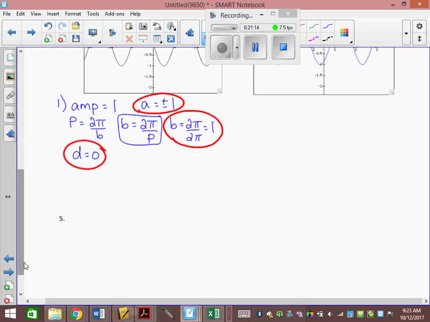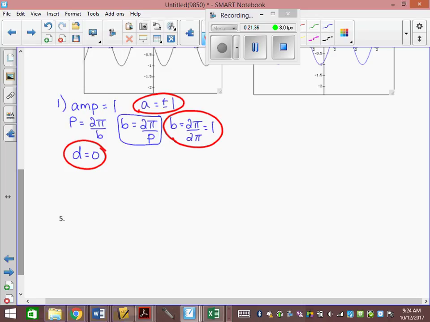So actually at this point, I could set up all 4 sine and cos equations. Okay? So we have A can be plus or minus 1. So that's why we're going to get 2 cos equations. One where A is positive 1, one where A is negative 1. And then we're going to get 2 sine equations, one where A is positive 1, one where A is negative 1. Do the B and D ever change? No. So let's set them up.